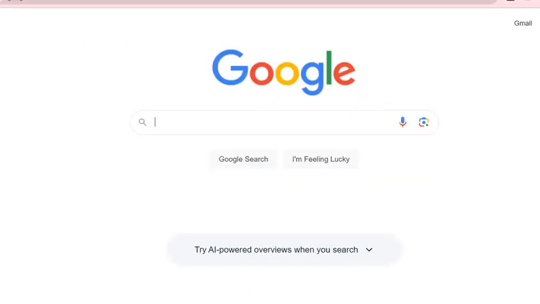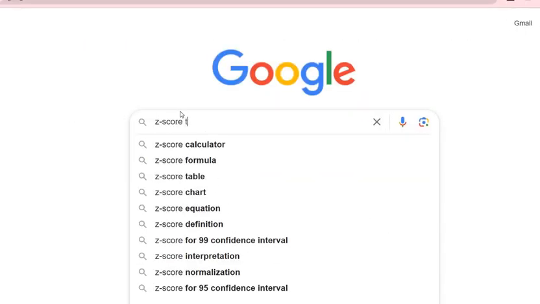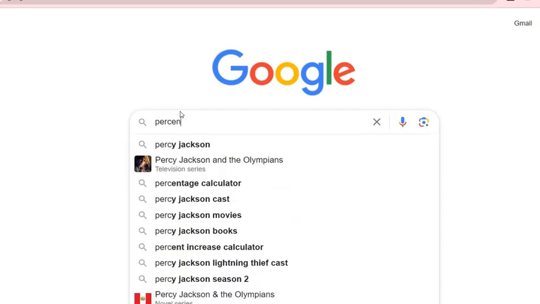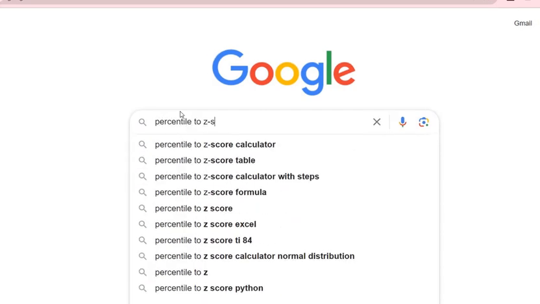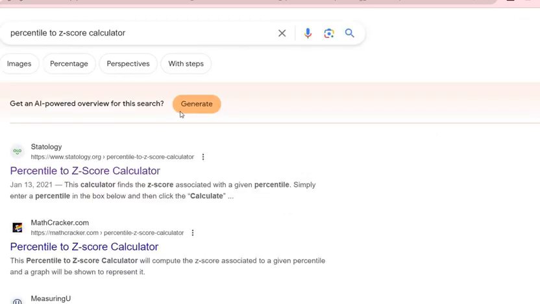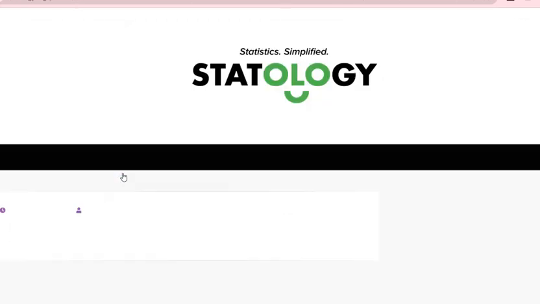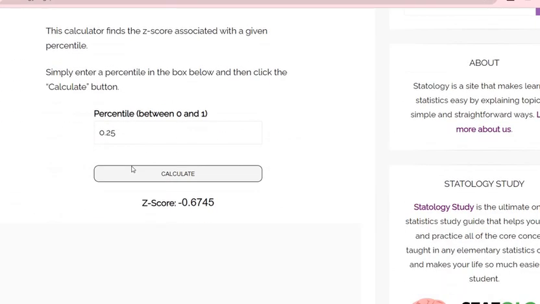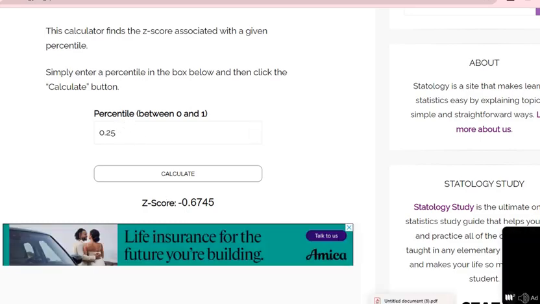So let's go to Google. I'm going to type in z-score. Sorry, wait, other way around. I want percentile to z-score calculator. Try the first one that comes up. This looks good. This is what we want. We want to type in a percentage as a decimal and then get a z-score out of it.